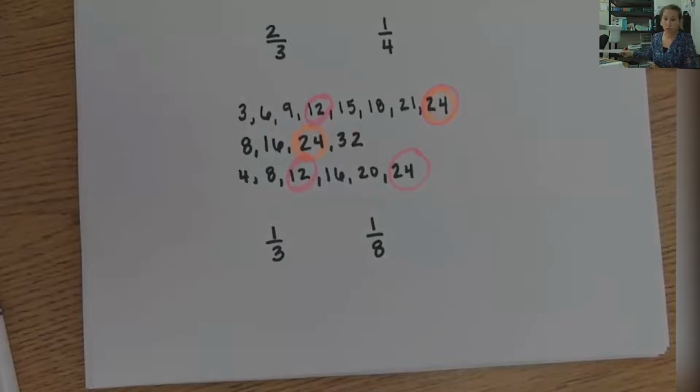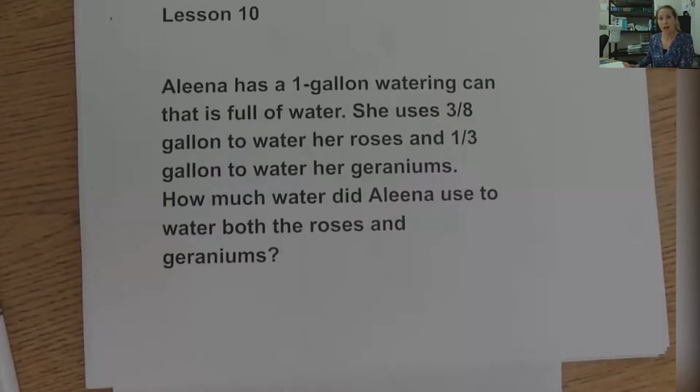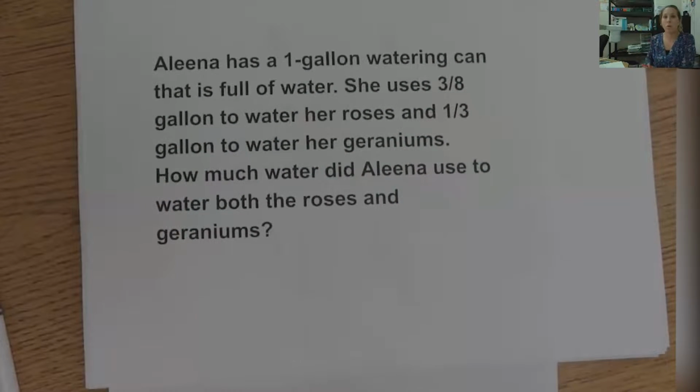Let's look at this first word problem. Alina has a 1-gallon watering can that is full of water. She uses 3/8 gallon to water her roses and 1/3 gallon to water her geraniums. How much water did Alina use to water both the roses and the geraniums?